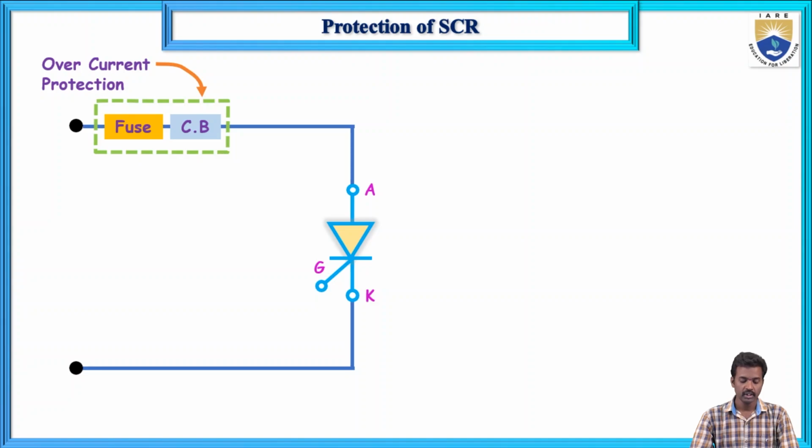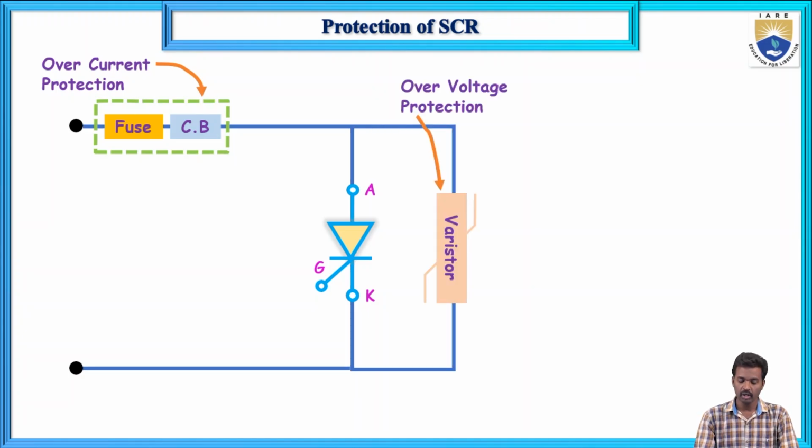Over voltages: the SCR can withstand only some amount of voltage. If you give beyond that limit, the SCR may get damaged. For that case, we use one special type of resistor, that is a varistor. This varistor will protect the SCR from over voltages beyond the specified limit.